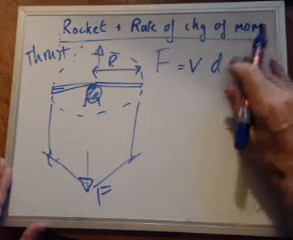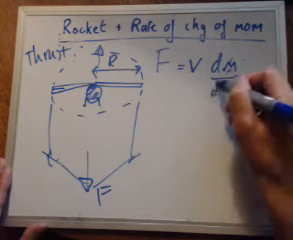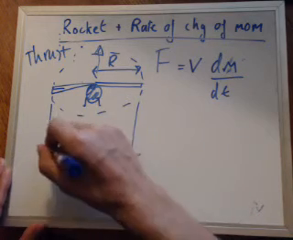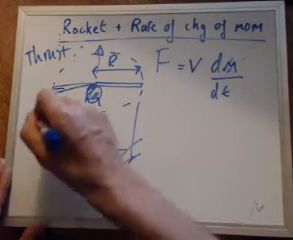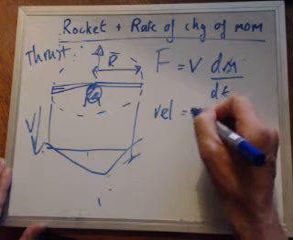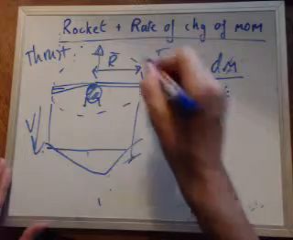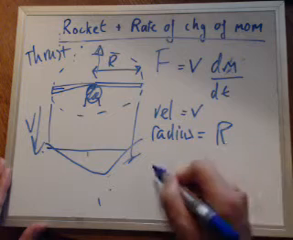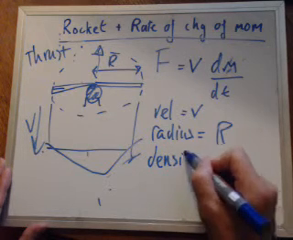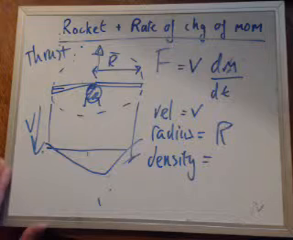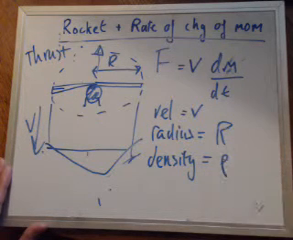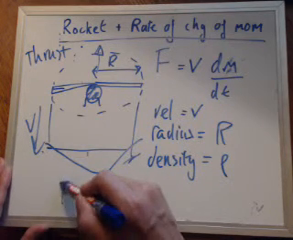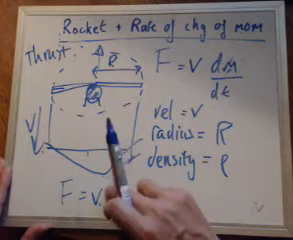So let's say the velocity of the air coming down is v. We have the radius swept out equals r, and this time we're going to use density: the density of the air is rho. So how are we going to use that? Force equals velocity times the rate of flow of mass.